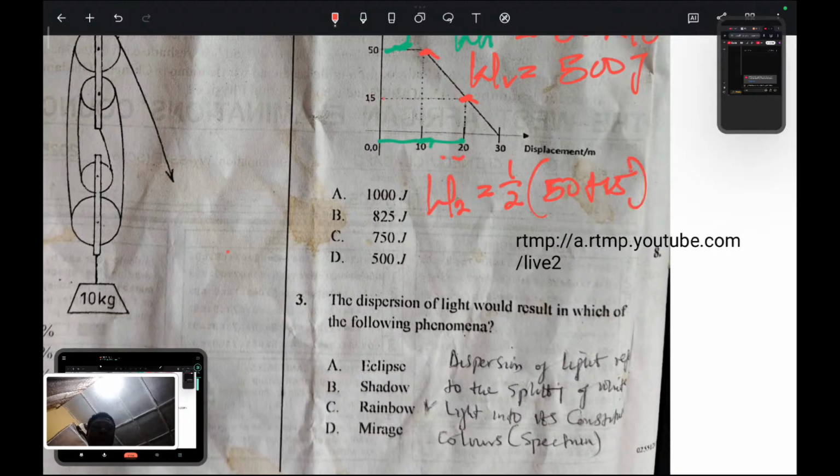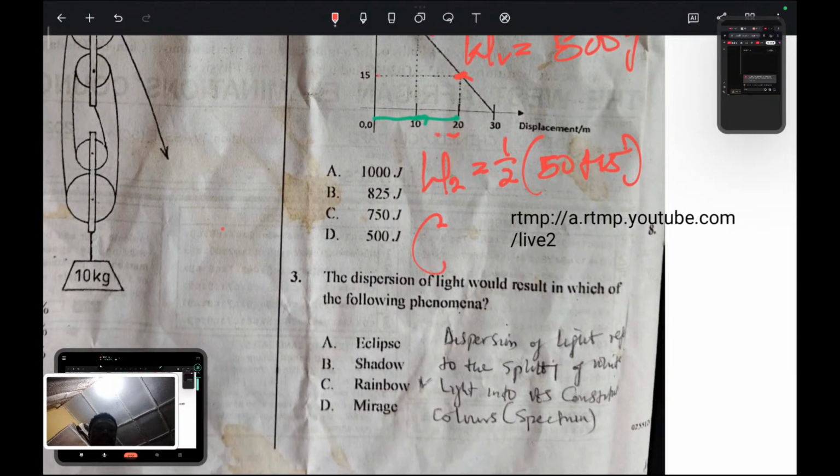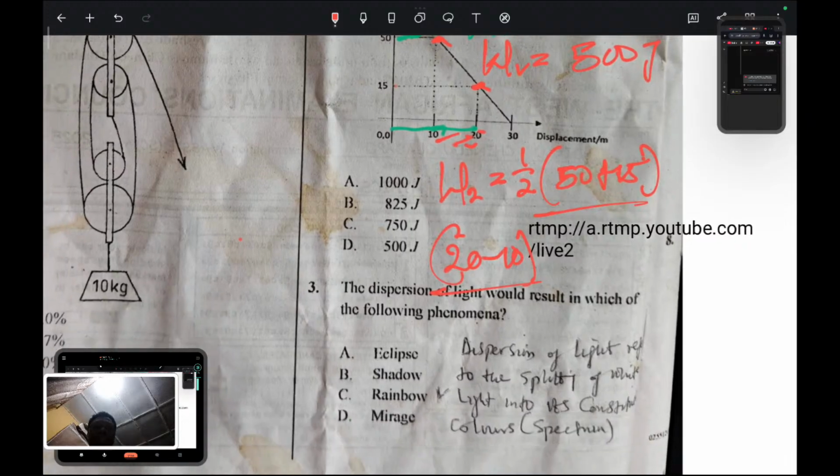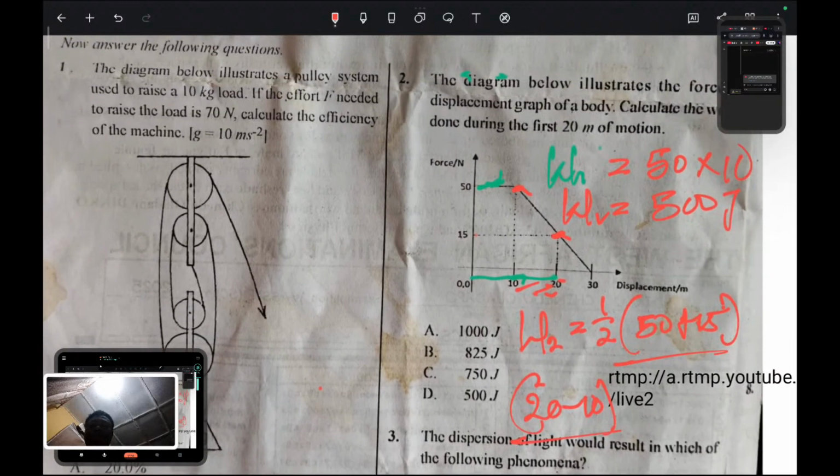Half base times height. So we have 1/2 into 50 plus 15, multiplied by 20 minus 10. This represents our base, this represents our height. Is that clear? 20 minus 10, we are looking for the difference between 20 and 10 so that we find the correct answer, which will give us 10. Then for this, we are adding 50 to 15.